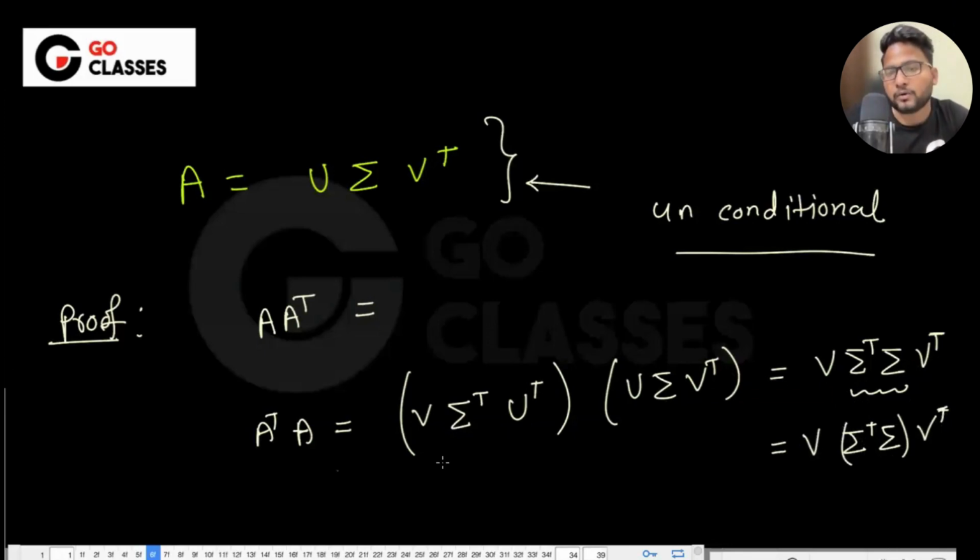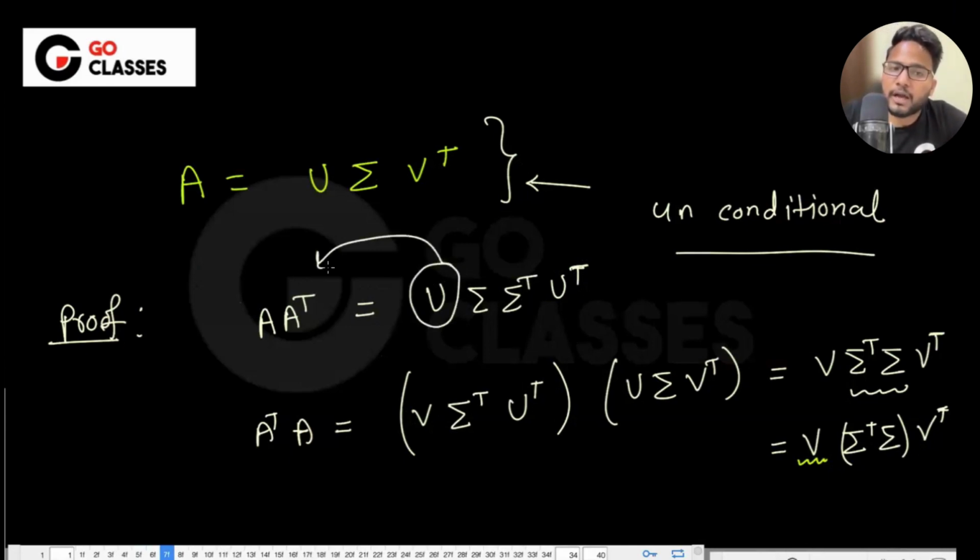So how do we calculate this V? V is the eigenvectors of A transpose A. Similarly, if you calculate A A transpose, you will get U sigma sigma transpose U transpose, since V transpose V vanishes. Maybe you can try it out. So how do we calculate U? Since it is orthogonal, U is nothing but the eigenvectors of A A transpose. And how do we calculate sigma?